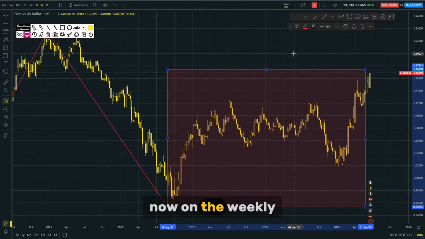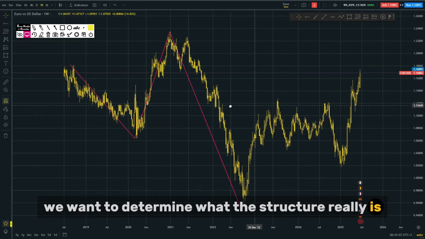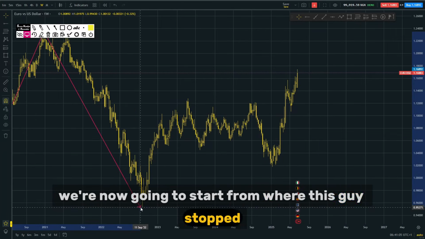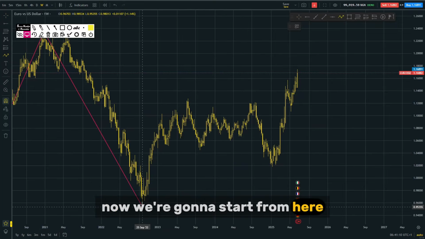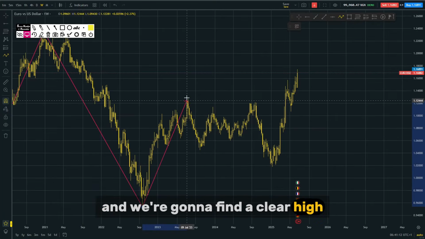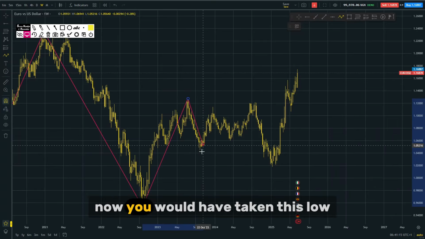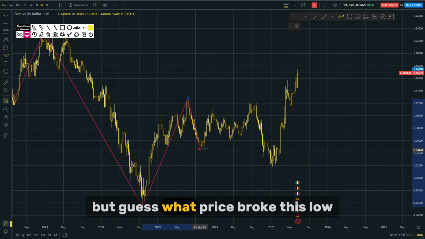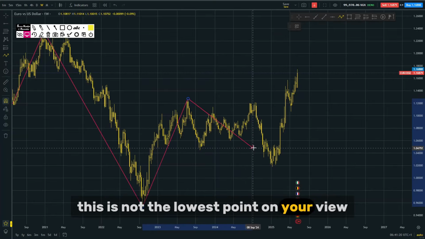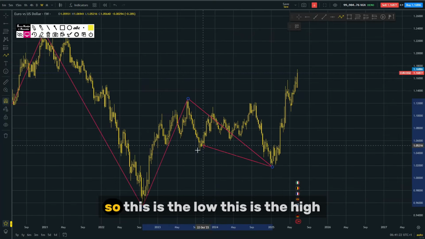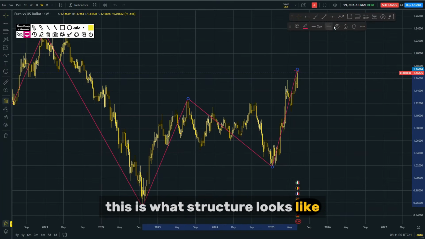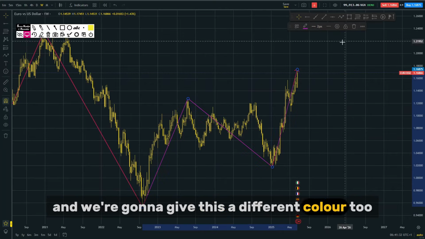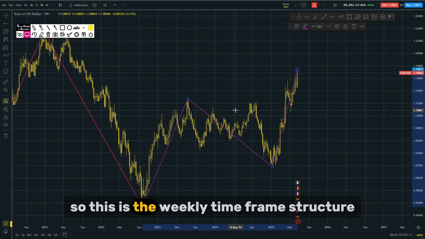Weekly. Now on the weekly, we want to determine what the structure really is. We're going to start from where this stopped. It stopped right here. Now we're going to start from here and find a clear high. This is a clear high. Now you would have taken this low, but guess what? Price broke this low. This is not the lowest point on your view. This is the lowest point. So this is the low, this is the high. On the weekly time frame, this is what structure looks like. We're going to give this a different color too. So this is the weekly time frame structure.